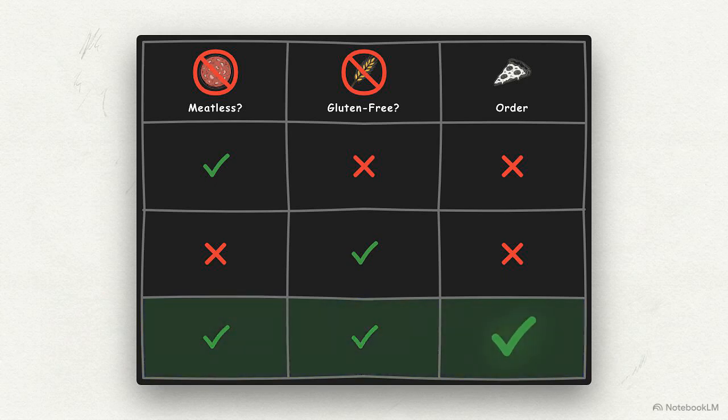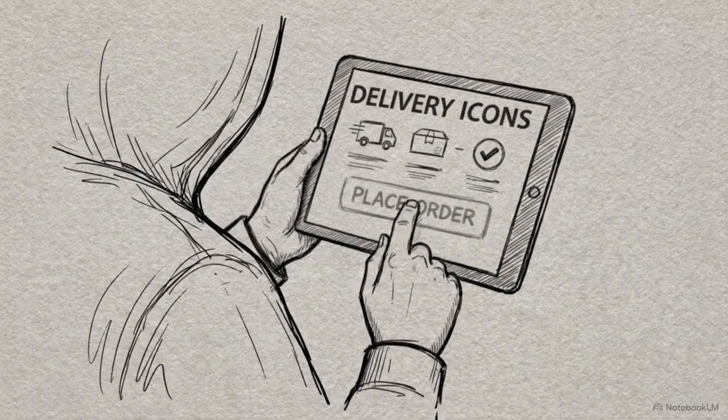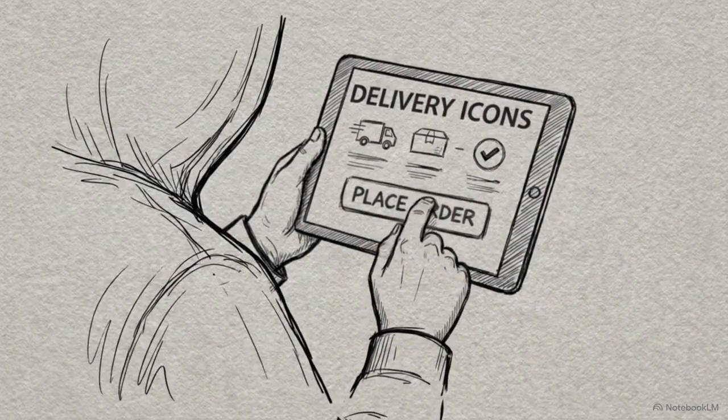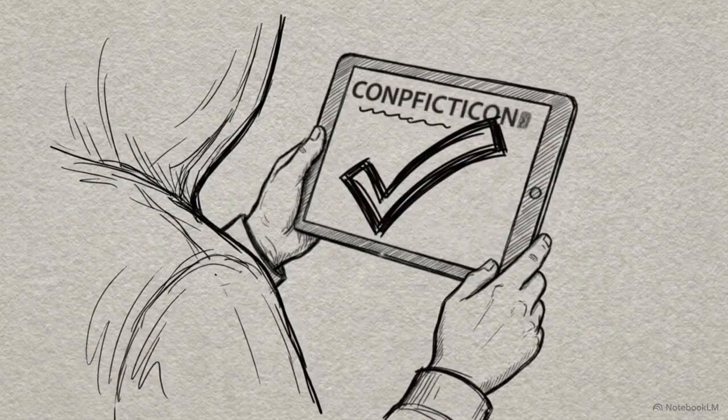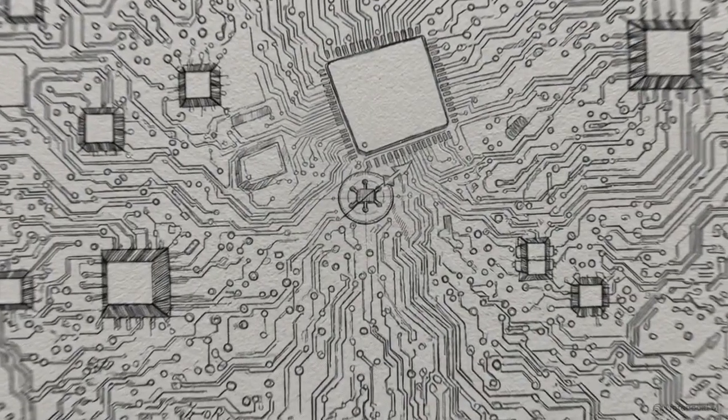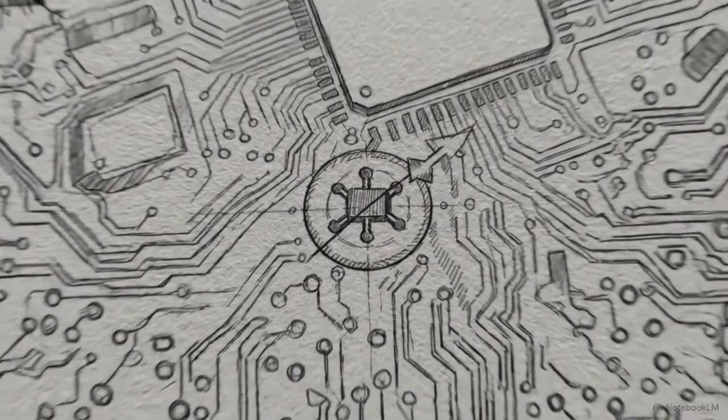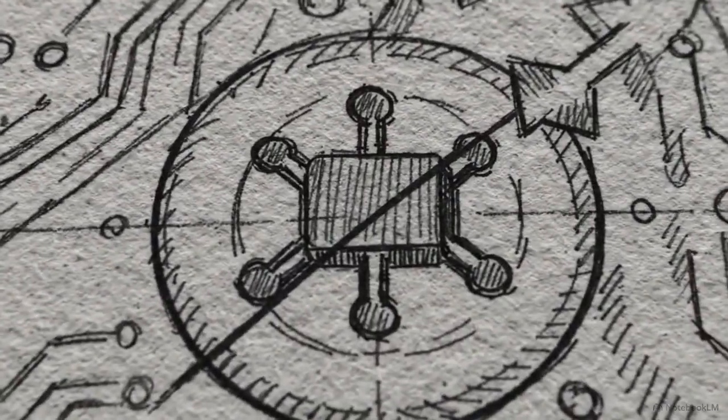When we find a pizza that is meatless and gluten-free, we have our answer. This strict table removes human error. It exhaustively proves which specific choice satisfies every single parameter we set. This isn't just a helpful way to order a group dinner. It is the physical architecture of modern computing.